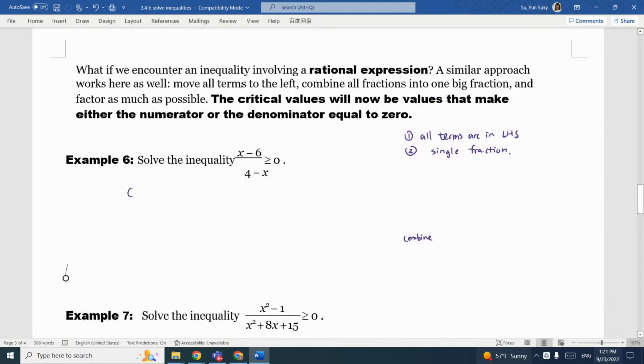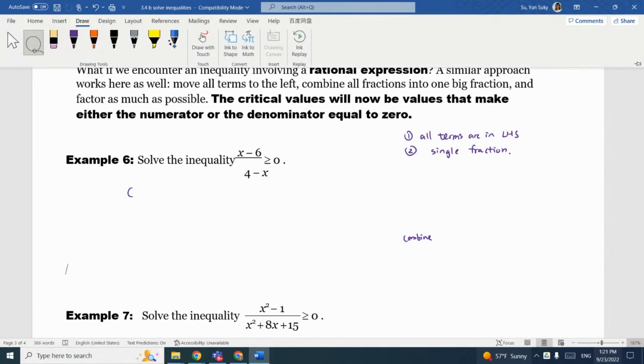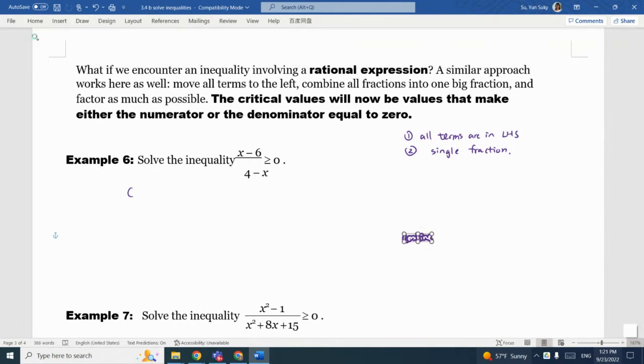What happened with my combine? Sometimes I move it and then this also moves. Okay.